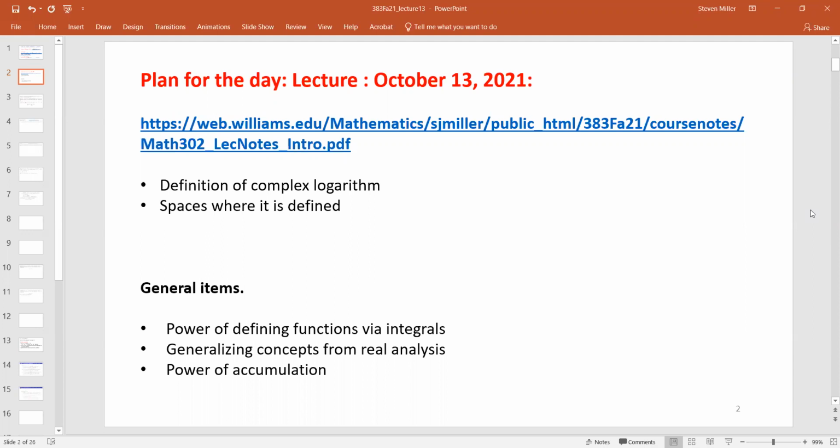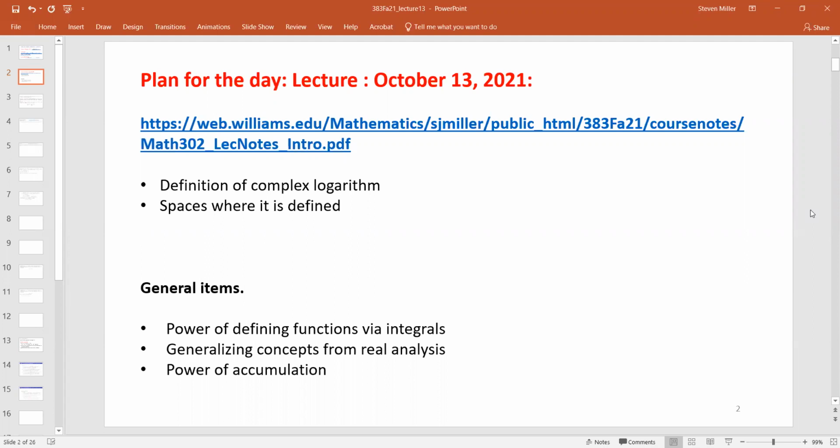This is one reason why I hate the first part of the course, because we always have to be careful. At what level have we proven Cauchy's theorem and whatnot? What is the space where everything is defined? All right, so general items, we'll talk about the power of defining functions via integrals. We have a lot of theorems that say if you can write something as an integral, then it's holomorphic. We have nice ways of tackling stuff like this.